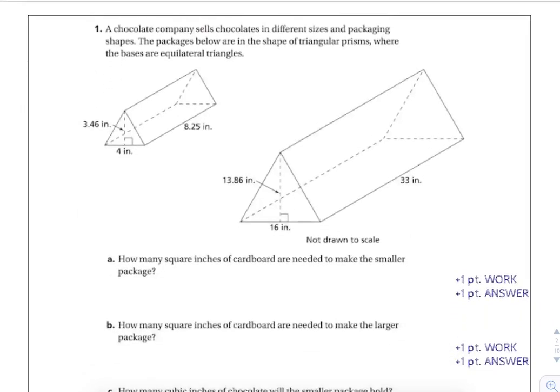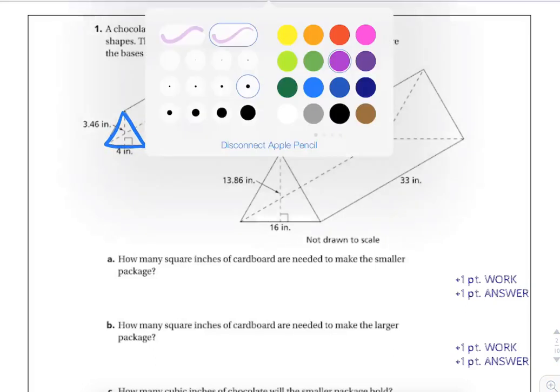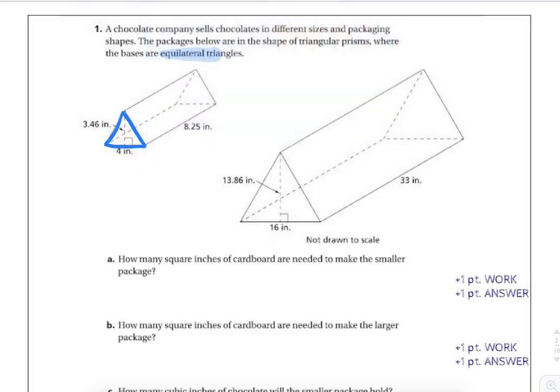Second page looks like this. Now this section here is my base. A lot of people got confused because they didn't have this side length or this side length, but it tells you right here that this is an equilateral triangle. So things that we talked about in the first unit are very important. That means this side length here is going to be 4 also, and this side length here is going to be 4 also.